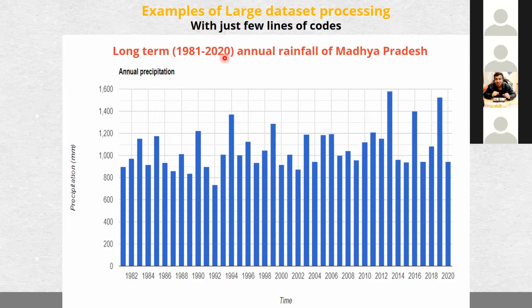And if you want to perform a similar exercise for another state, like Delhi or Andaman and Nicobar, then you have to repeat the whole procedure. But with the help of Google Earth Engine, by just typing 5 to 10 lines of script, you can get this amount of information in just a few seconds, not only for Madhya Pradesh, but for the entire region of this whole world.